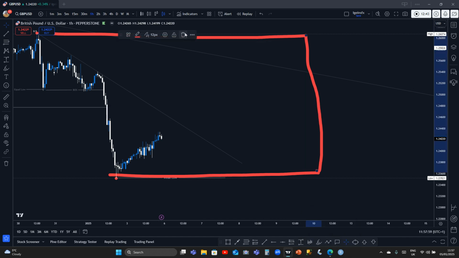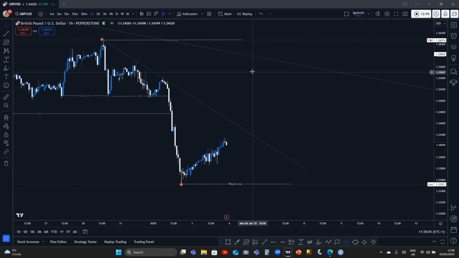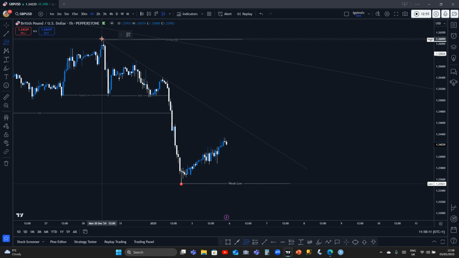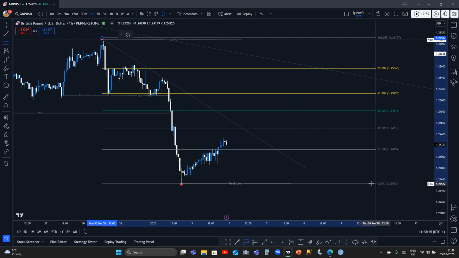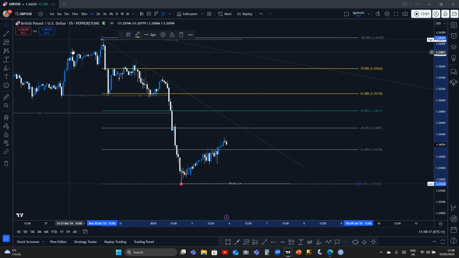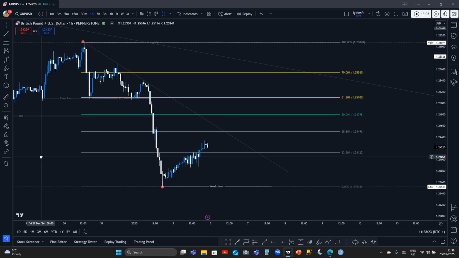Now, what we need to do is that we now have to take out our fib from the high. You can see from the high to the weak low, from the strong high, all right, to the weak low. Guys, follow me. This is how to trade.